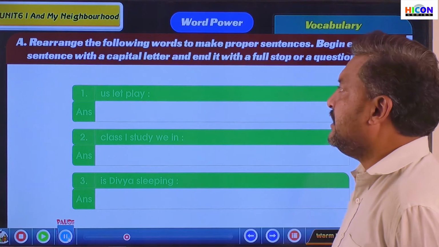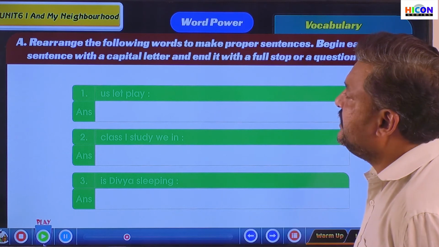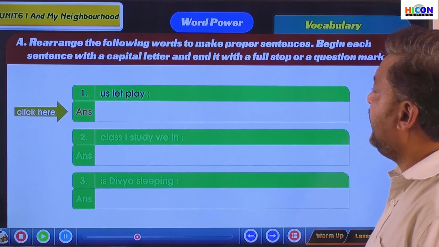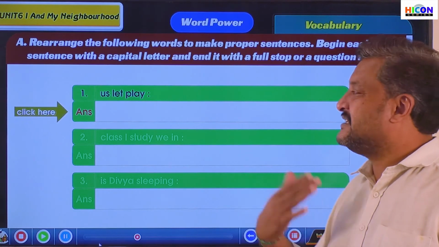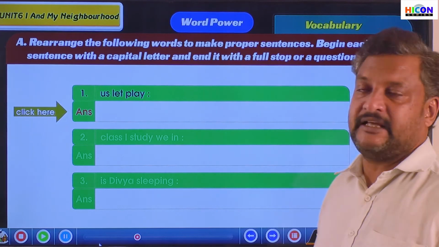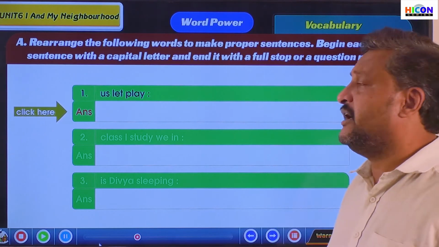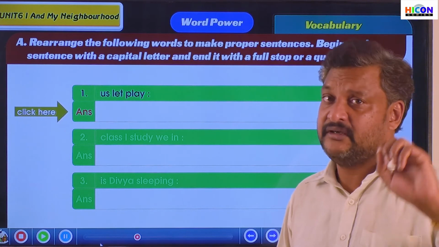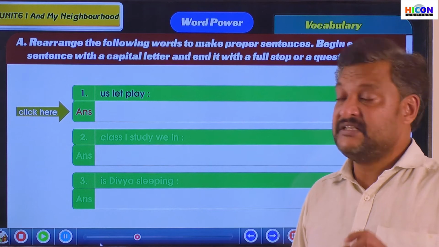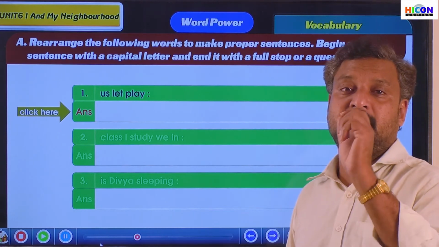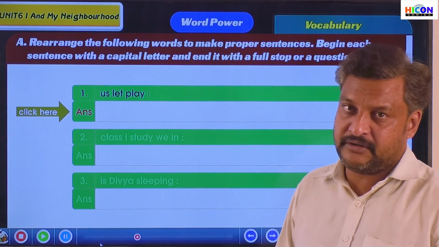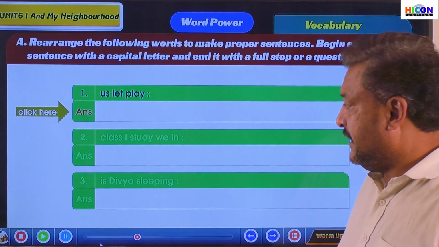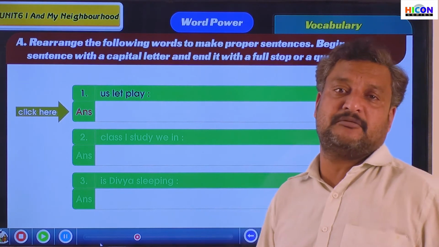Vocabulary. Rearrange the following words to make proper sentences. Begin each sentence with a capital letter and end it with a full stop or a question mark. So, we have seen some words are jumbled up, mixed up. We need to keep them in order so that there can be a complete sentence. When we write a sentence, there are two things we need to be careful about. First, the starting letter. In every sentence, the starting letter has to be capital. And the end punctuation, the end of the sentence, usually there will be a full stop. If it is a question, we will keep a question mark. If it is an exclamatory sentence, we will keep an exclamation mark. So, we need to keep the capital letter in the beginning and end with either a full stop or a question mark. No exclamation mark will be here in this.